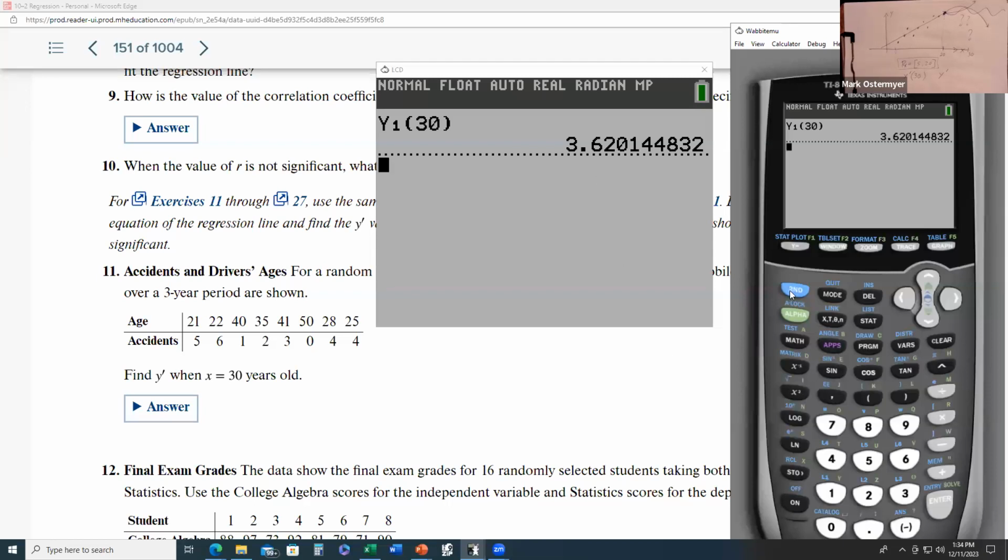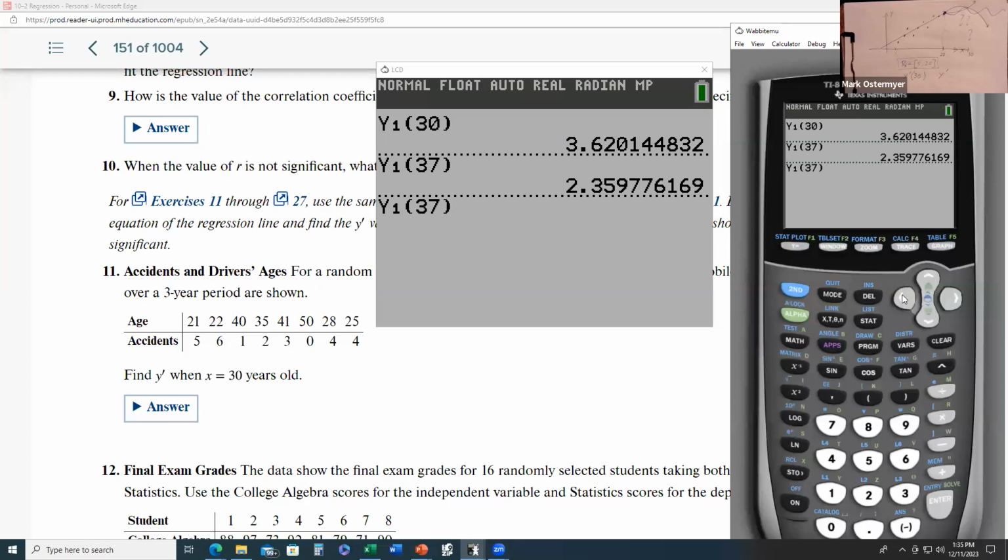Now you can bring this entry back up. Second enter brings the entry back up, and you can then make a prediction for some other age. Maybe if somebody's like 37 years old, what would be the predicted number of accidents? There you go, about 2.4 accidents. Go back and get the function.